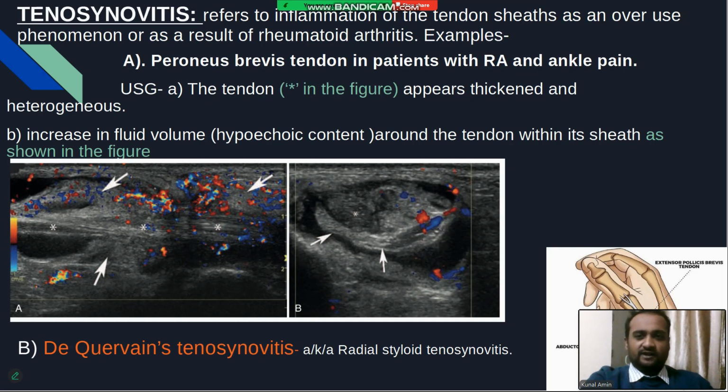Moving on to tenosynovitis, this refers to the inflammation of the tendon sheaths as an overuse phenomenon or as a result of rheumatoid arthritis. On figure A, we see the peroneus brevis tendon in patients with rheumatoid arthritis. The tendon appears thickened and heterogeneous. It also shows increased fluid volume, which is seen as the hypoechoic content, around the tendon within its sheath, as shown in figure B. This is a case of de Quervain's tenosynovitis, which is also known as radial styloid tenosynovitis.